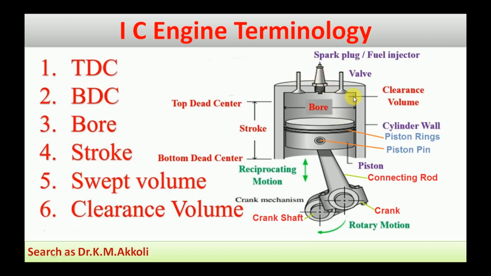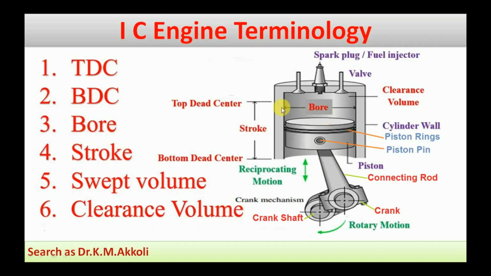And here this is the connecting rod, this is the crank, and this is the crankshaft. Now some terminology we are going to discuss. First one is top dead center. The top dead center is the extreme position of the piston towards the cylinder head. Bottom dead center is the extreme position of the piston towards the crank end.